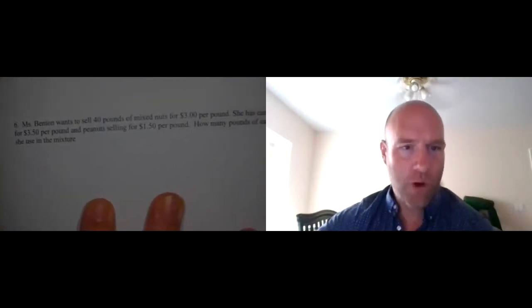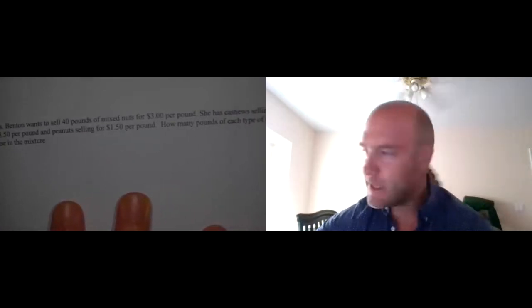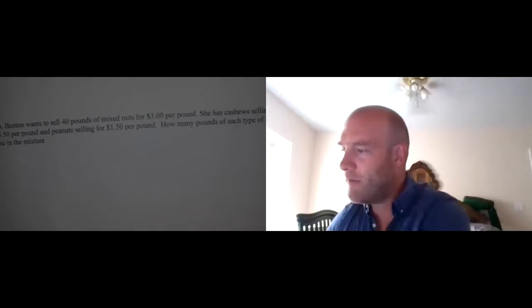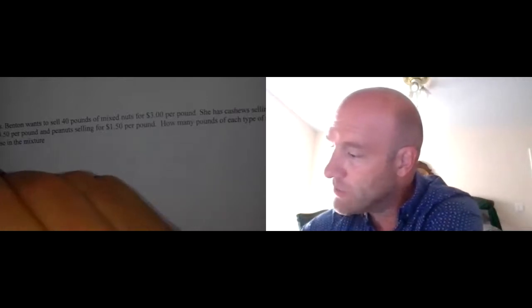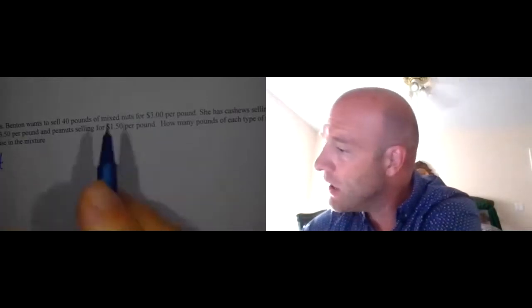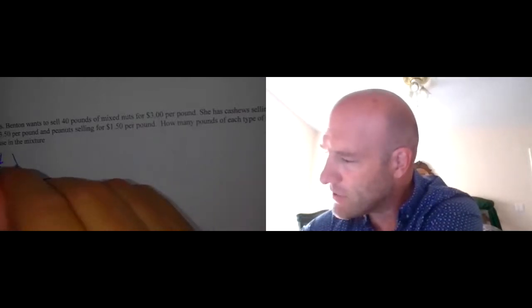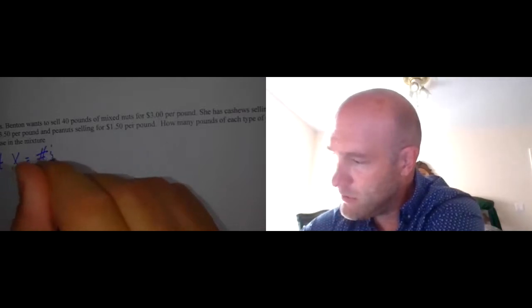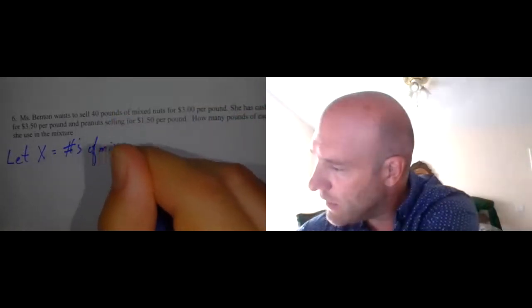Miss Benton wants to sell 40 pounds of mixed nuts for $3 per pound. She has cashews selling for $3.50 per pound and peanuts selling for $1.50 per pound. How many pounds of each type of nut should she use in the mixture? So this is where I'm going to do a let statement. Mixed nuts and cashews, I don't know. I'll go for X and Y. Let X equal your pounds, not a hashtag, but a pounds, of mixed nuts.